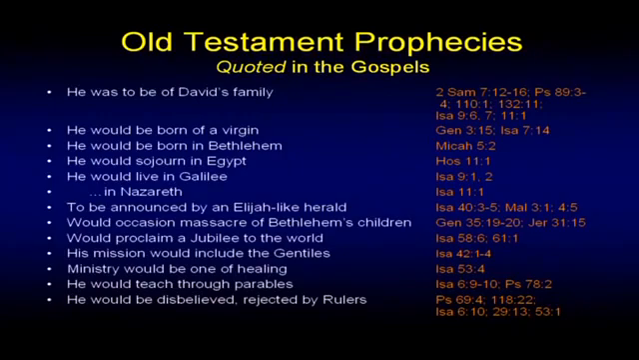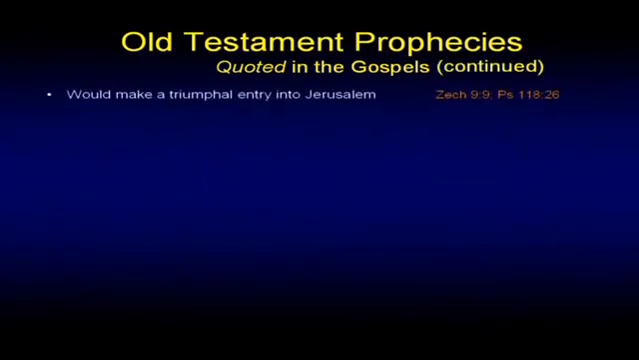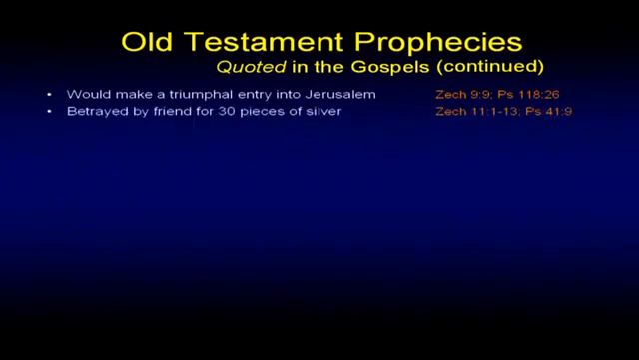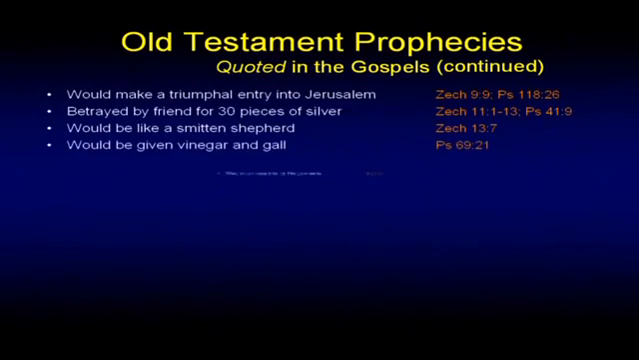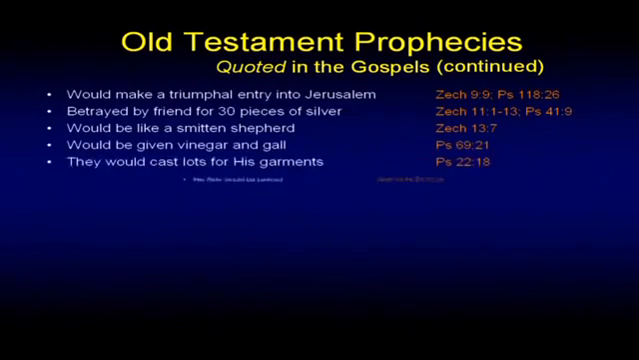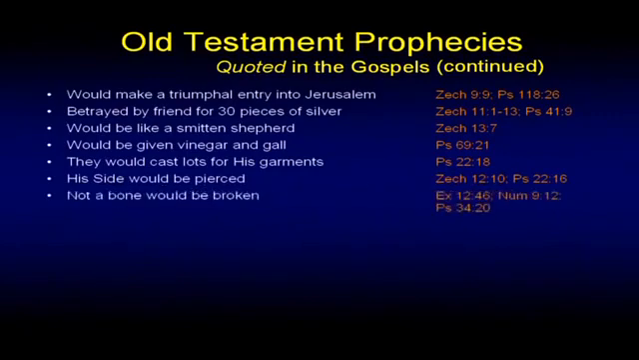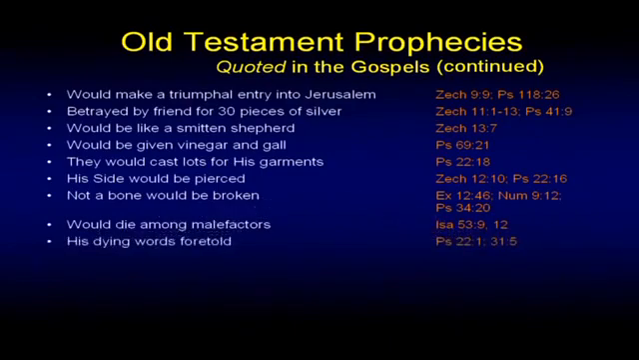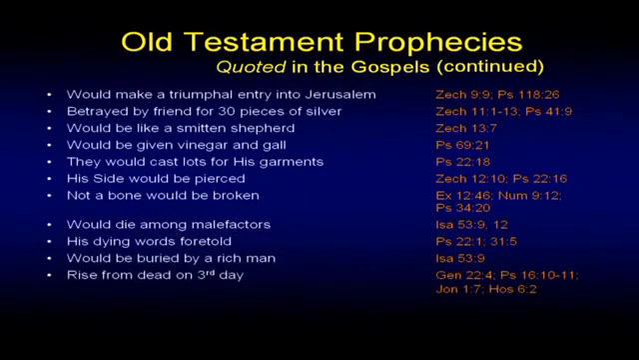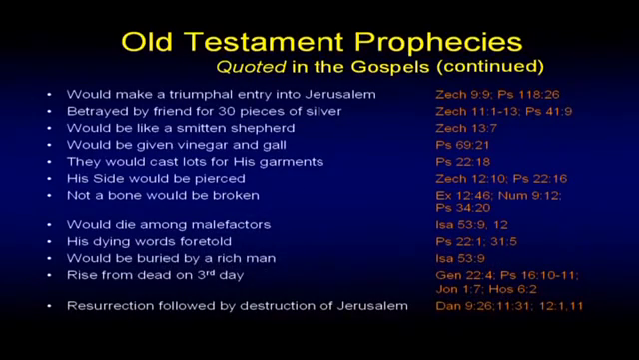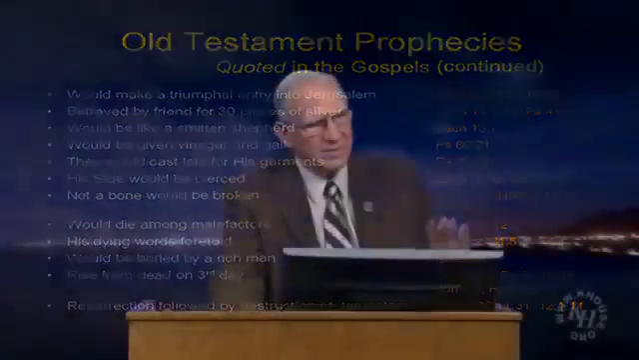Let's just take the last week of his ministry. He would make a triumphal entry into Jerusalem. He would be betrayed by a friend for 30 pieces of silver. He would be like a smitten shepherd. He would be given vinegar and gall. They would cast lots for his garments. His side would be pierced. Not a bone would be broken. He would die among malefactors. His dying words were foretold. The first and last quotes are in the Old Testament. He would be buried by a rich man. He would rise from the dead on the third day. That's all through there, by the way. And the resurrection would be followed by the destruction of Jerusalem. That's all in the Old Testament.